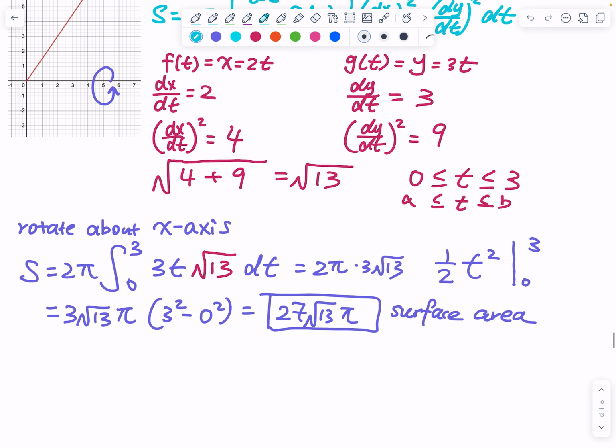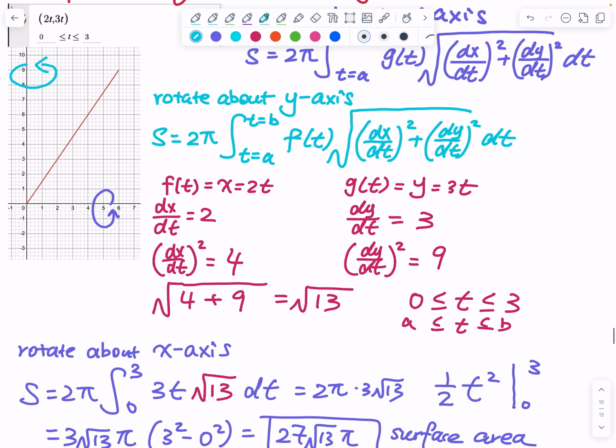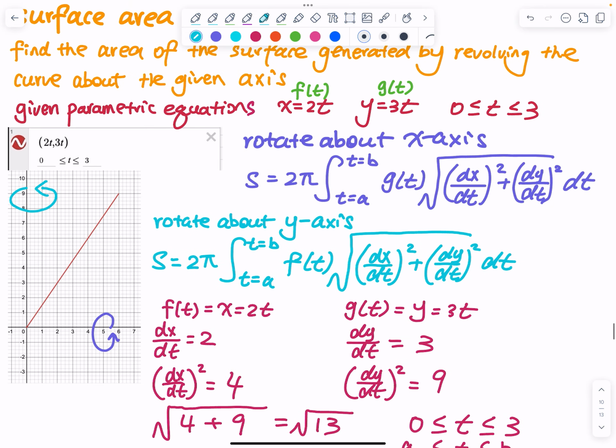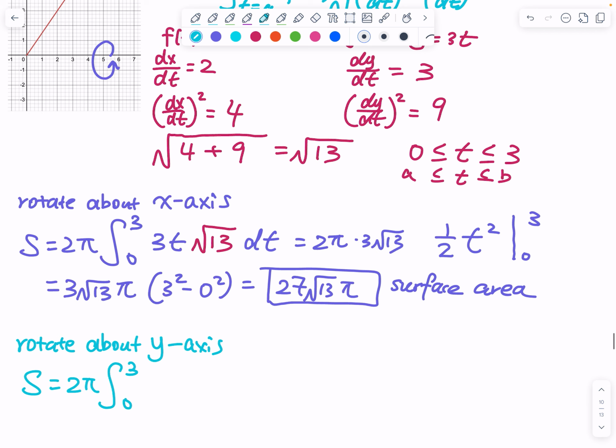And then the other one is rotate about the y-axis, so let's follow that formula. Rotate about the y-axis, and the surface area is 2 pi, integral from 0 to 3, and then what's the formula? f of t. f of t is 2t, and then times the square root, and then dt. So that is equal to 2 times 2 is 4, and then you have a root 13 and a pi.